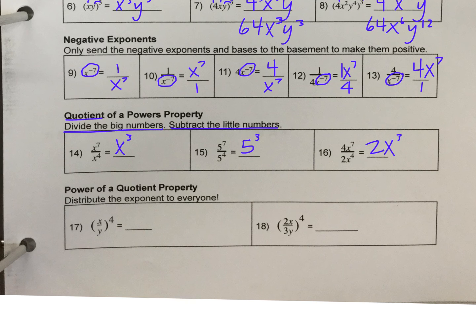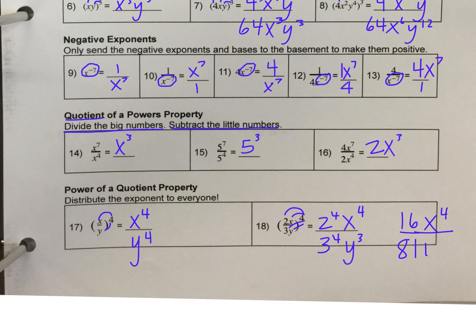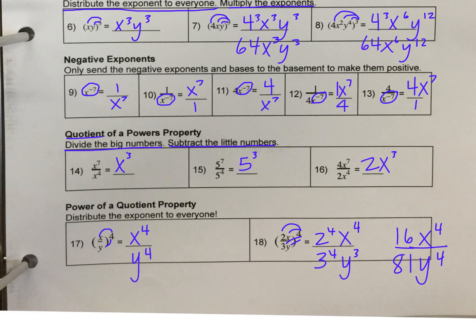All right, last one, last section. This is when we distribute x to the 4th, y to the 4th. This time, everybody gets that 4. 2 to the 4th, x to the 4th, 3 to the 4th, y to the 4th. 2 to the 4th over 3 to the 4th would be 16 over 81, x4, y4.